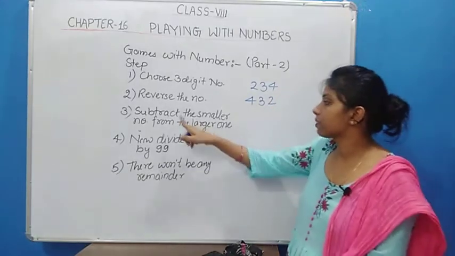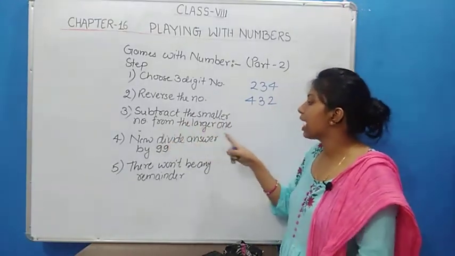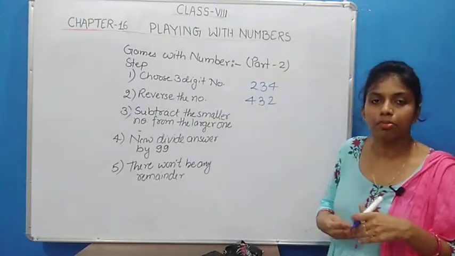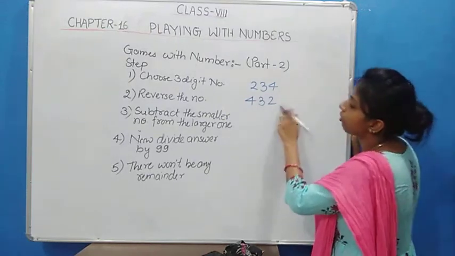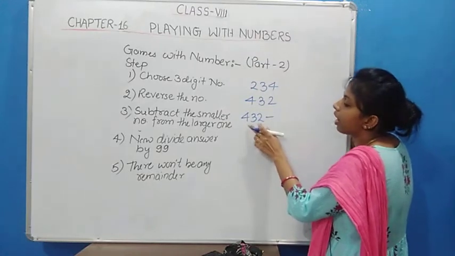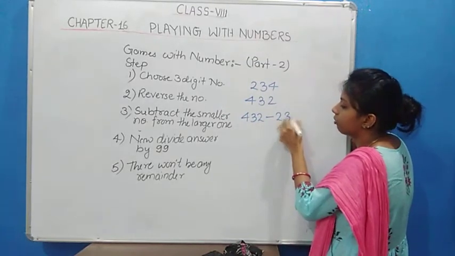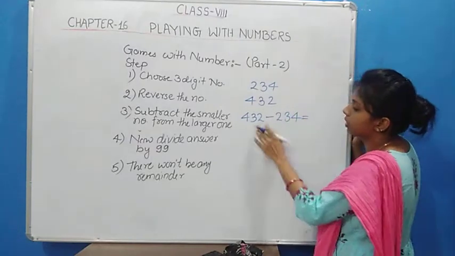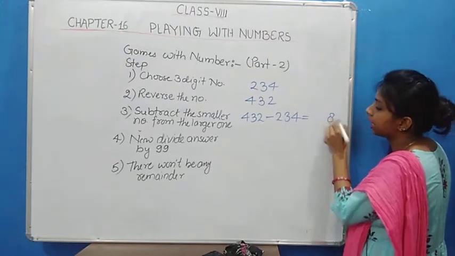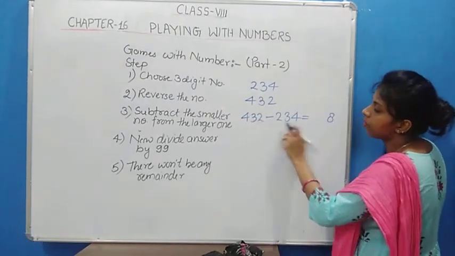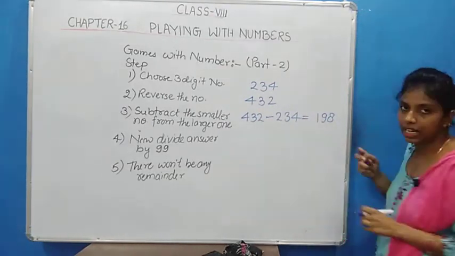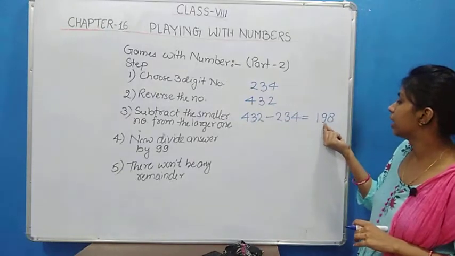Now it says subtract the smaller number from the larger number. Here we have two numbers, and we subtract the smaller from the larger one. Of course 432 is the larger one, so we subtract 234 from this. What do we get after subtraction? 12 minus 4 is 8, then 12 minus 3 is 9, and 3 minus 2 is 1. So after subtraction we get the number 198.